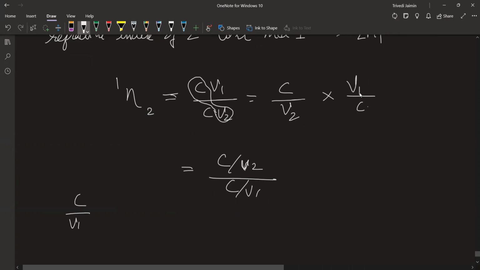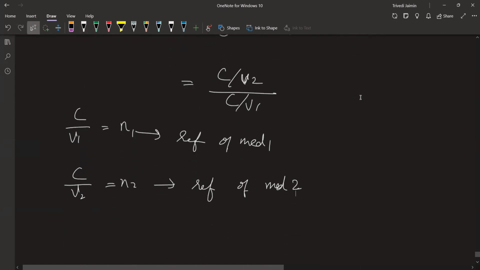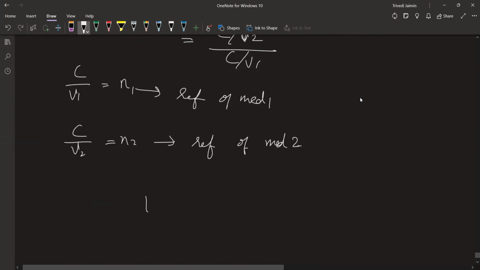So c by V1 will be, let's assume, n1. What is n1? Refractive index of medium 1. c by V2 is n2, the refractive index of medium 2. I mean absolute refractive index, because it's the standard medium. We took c as the standard medium. So n21 can be written as n2 by n1.